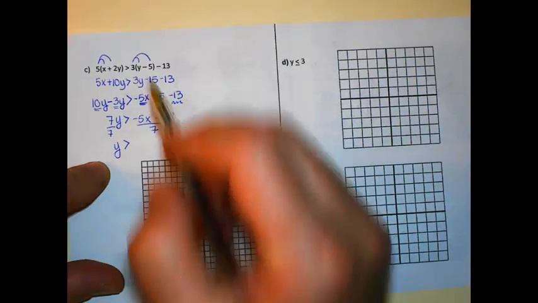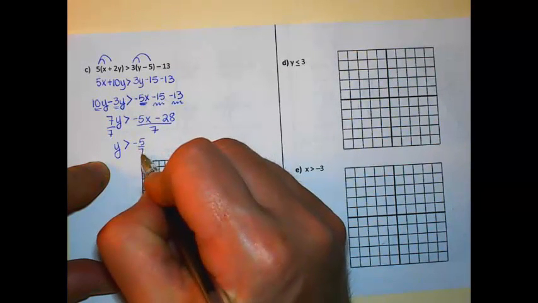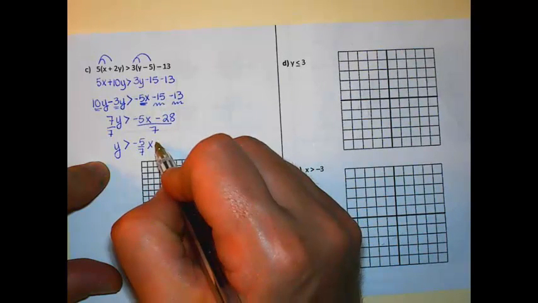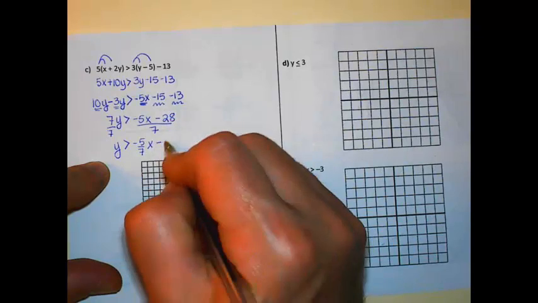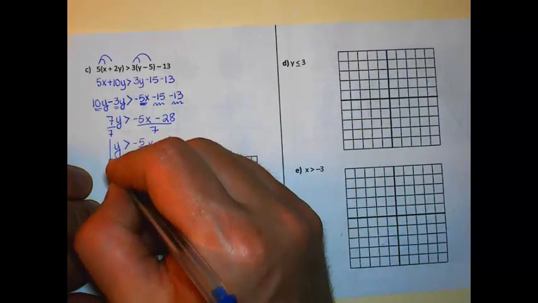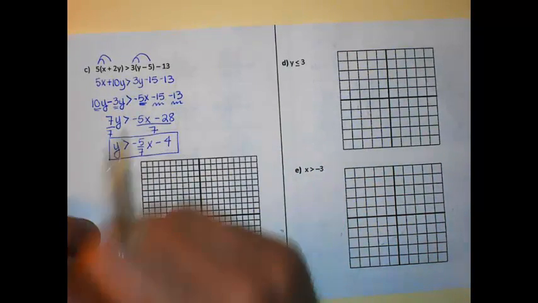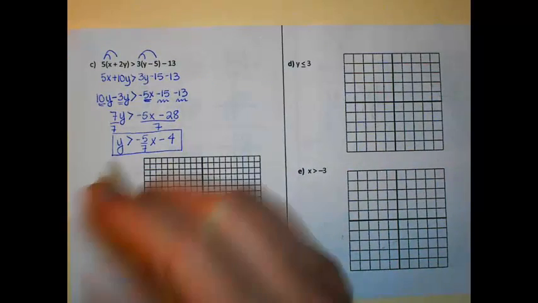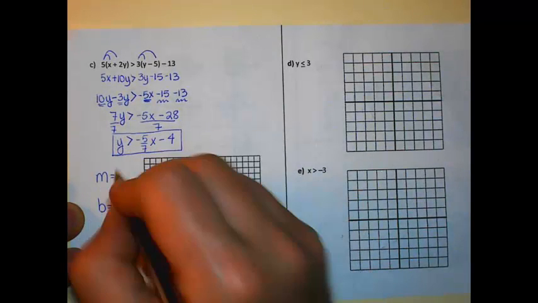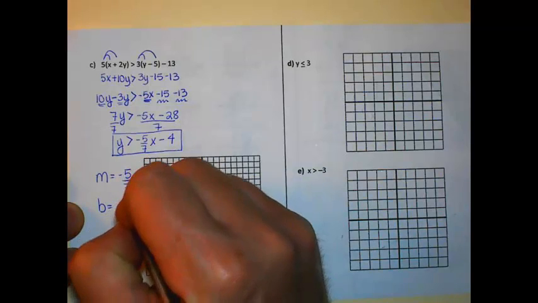So this would be y greater than negative 5 divided by 7 is negative 5/7 x, and negative divided by a positive is a negative. 28 divided by 7 is 4. Alright, so that's my inequality with the y alone. Now that the y is alone, what I'm going to do is identify my m and my b. My m is negative 5/7 and my b is negative 4.